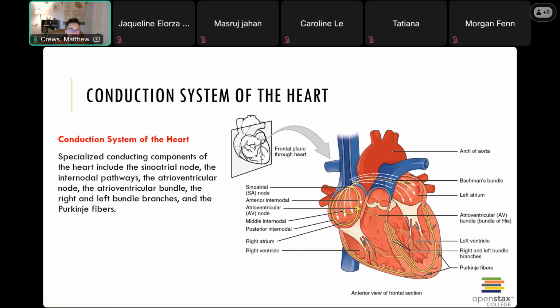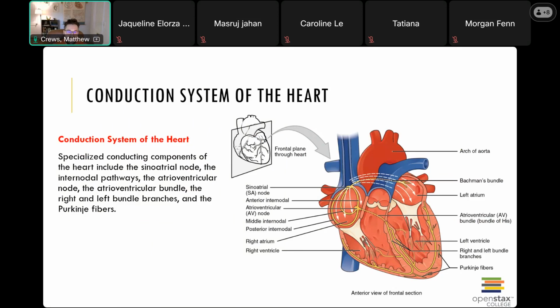I wonder if His is an old white man. Let's find out. Bundle of His, Dr. His. His bundle is named after, let's see, is it a white man? Right in pacing.